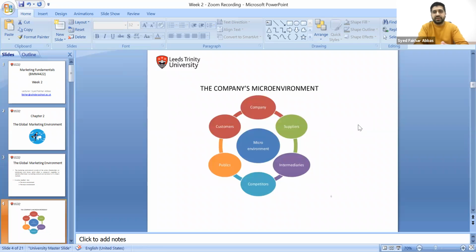Let's talk about the company's micro environment. In the company's micro environment, there are many factors that affect companies or businesses directly. Number one, the company itself, and then suppliers. There are different suppliers, and they affect the company's environment, as well as intermediaries like different distribution channels, competitors, and then publics, stakeholders, and customers. So these are all factors which affect the companies. These factors are called micro environment factors.